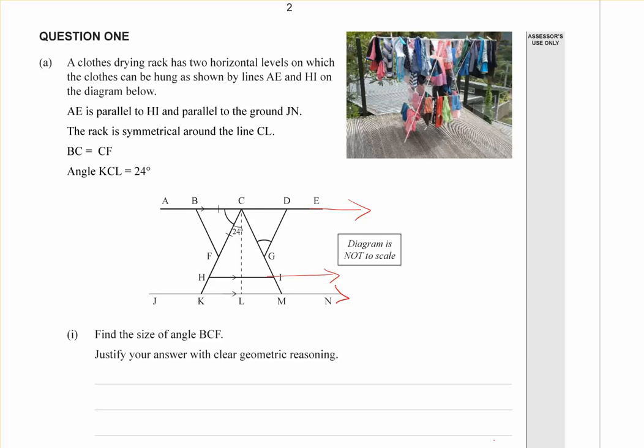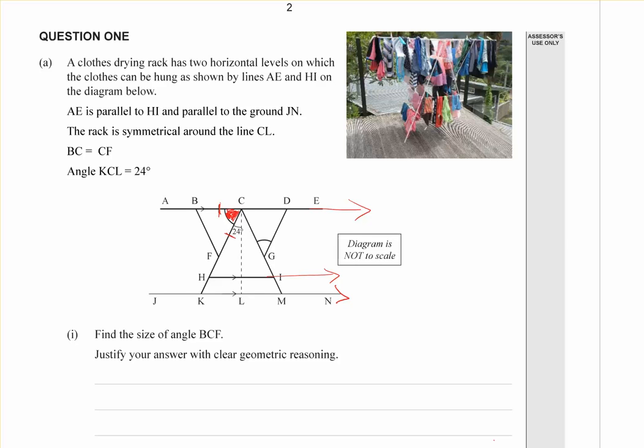The rack is symmetrical. BC equals CF, yep, I can see that because of those blips. Angle KCL equals 24, I can see that as well. Right, we're asked to find the size of angle BCF, that's the coloured in one.